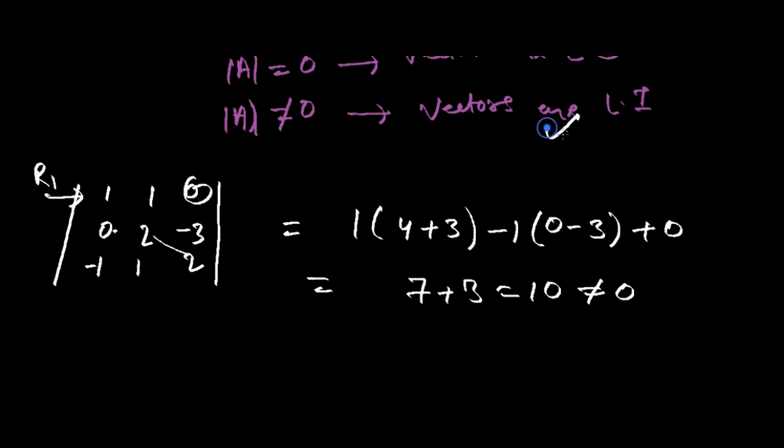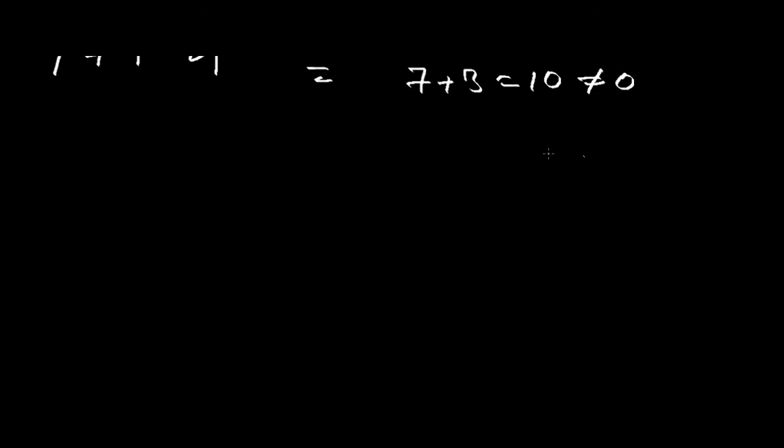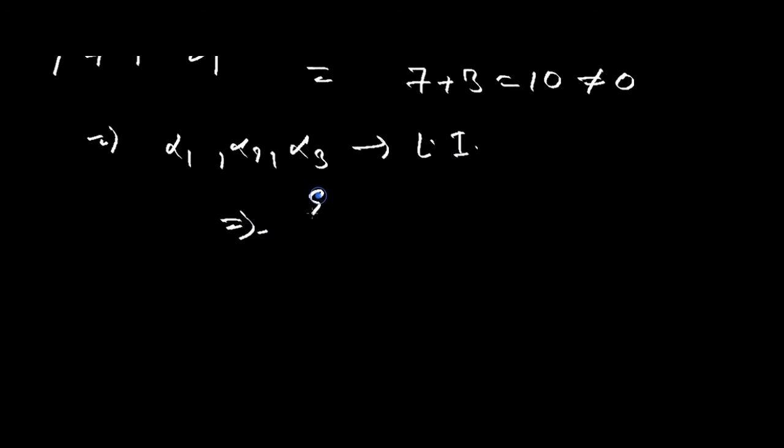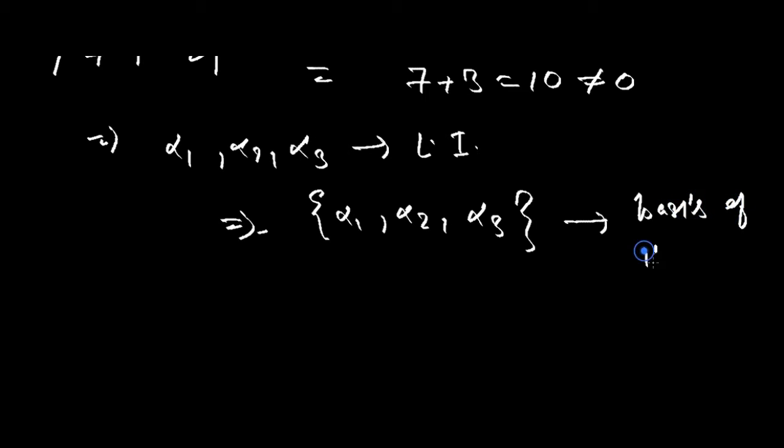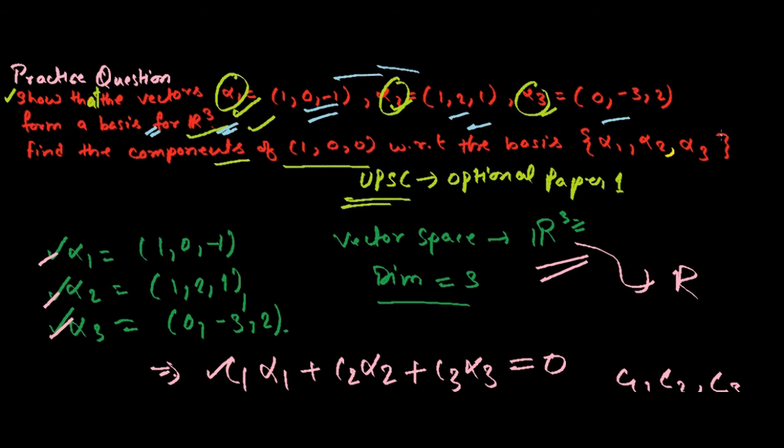So this means that this statement here is followed. So the vectors are linearly independent. It means that our alpha 1, alpha 2 and alpha 3 are linearly independent. And this again means that this set, alpha 1, alpha 2 and alpha 3, forms the basis of our R3, right? So the first part of the problem is solved. In this first part, we have shown that these vectors form a basis of R3, right? Now let's come to the second part.